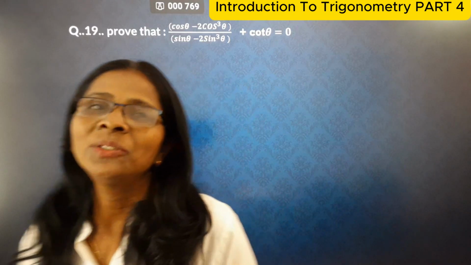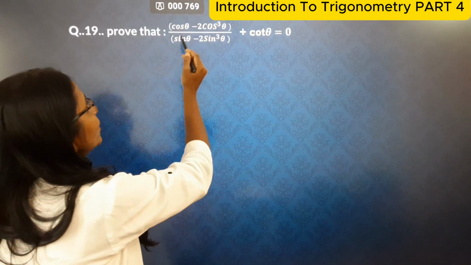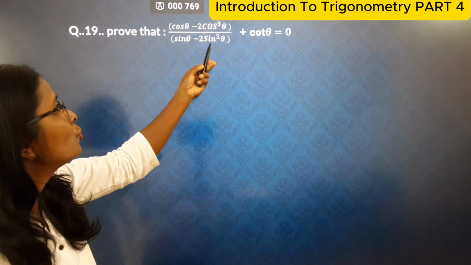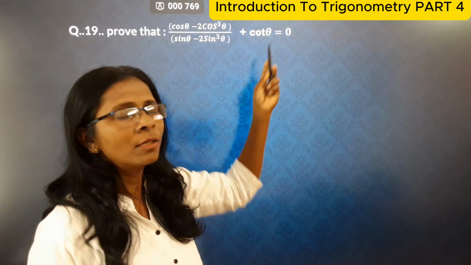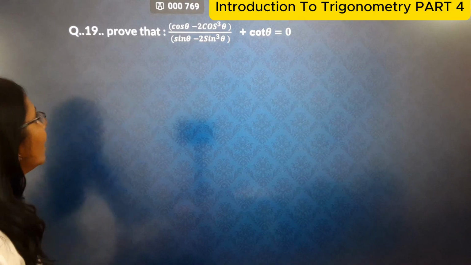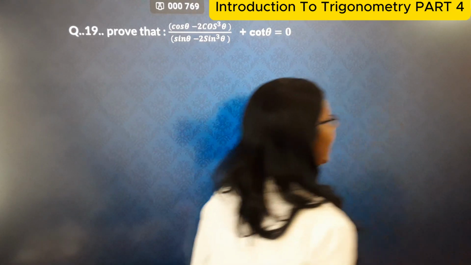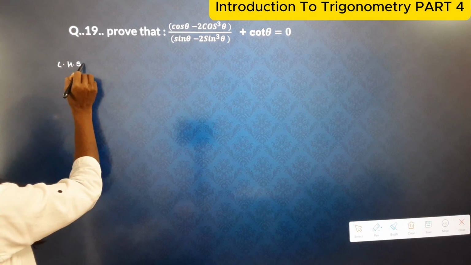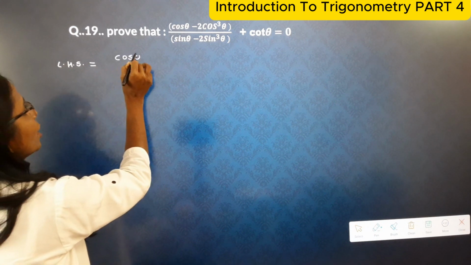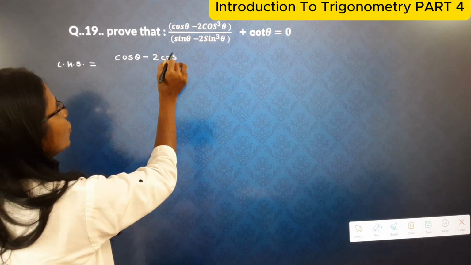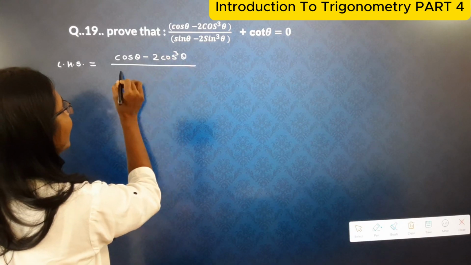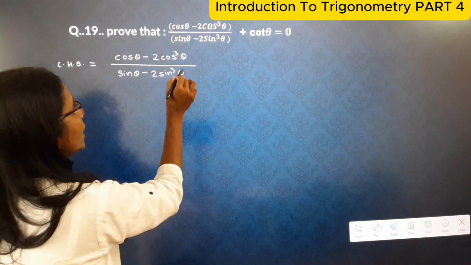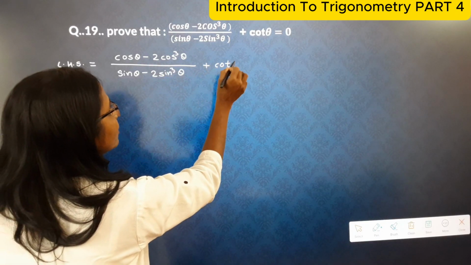Example 19, students: prove that cos theta minus 2 cos cube theta upon sin theta minus 2 sin cube theta plus cot theta is equal to 0. So let us first write down the LHS, left hand side. So LHS is equal to cos theta minus 2 cos cube theta divided by sin theta minus 2 sin cube theta, plus cot theta.